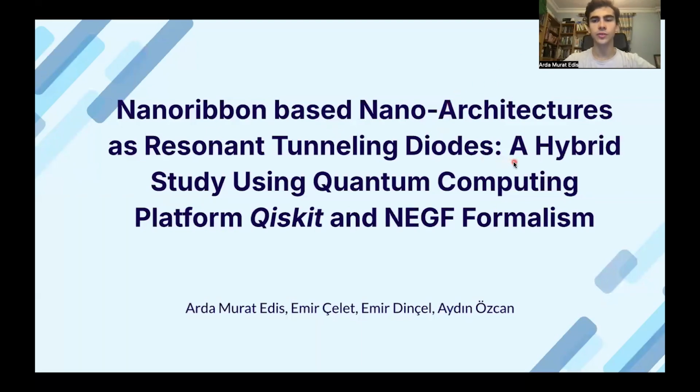Hello, today I am going to present our hybrid study using quantum computing platform Qiskit and the non-equilibrium Green's functions formalism, focusing on nanoribbon-based nanoarchitectures as resonant tunneling diodes. I am Arda Muratidis. I, Emir Çelet, and Emir Dinçel are three high school students from Robert College, Turkey, and we work together with Dr. Aydın Özcan, researcher from TÜBİTAK, on this research for about 1.5 months as our summer project.